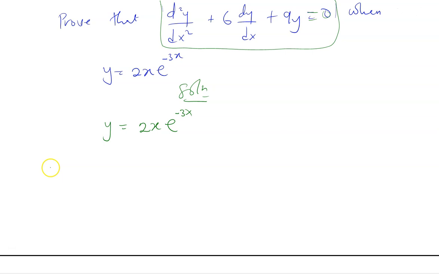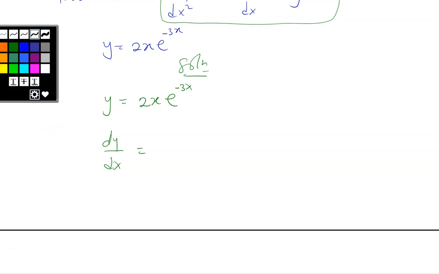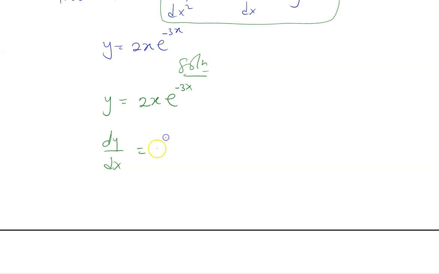That's the y value. So if I want to find dy on dx, please take notes. This is a product rule. So this is how you do it: you first hold the first one, and differentiate the second one.